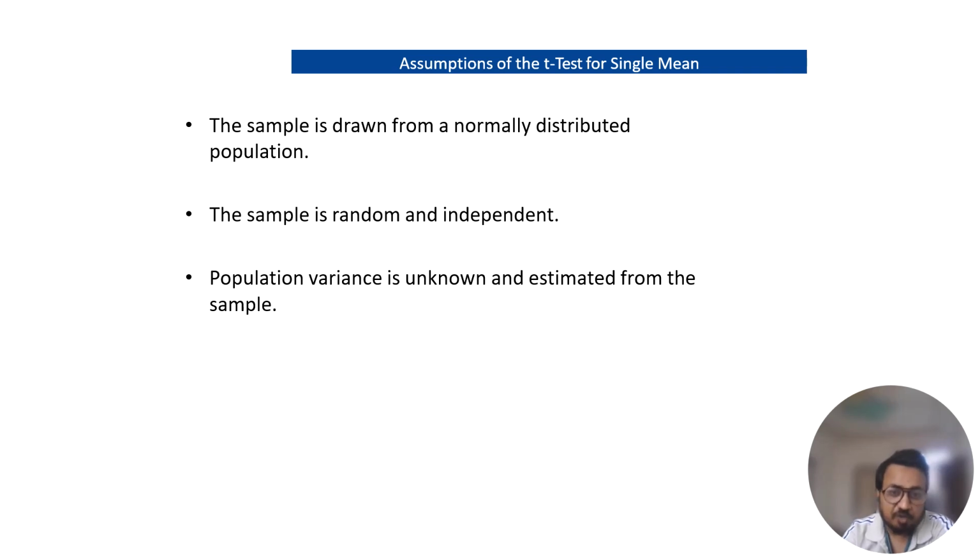The sample is drawn from a normally distributed population. The sample is random and independent. The population variance is unknown and estimated from the sample. So these are the assumptions. The sample is drawn from a normally distributed population, the sample is random and independent, and the population variance is unknown and estimated from the samples.